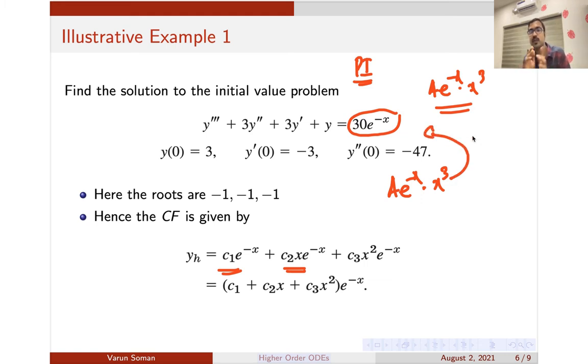Then I'll substitute this value into the equation. For that I should know y dash, y double dash and y triple dash. So just find them, substitute, then compare the coefficients and find the value of a.